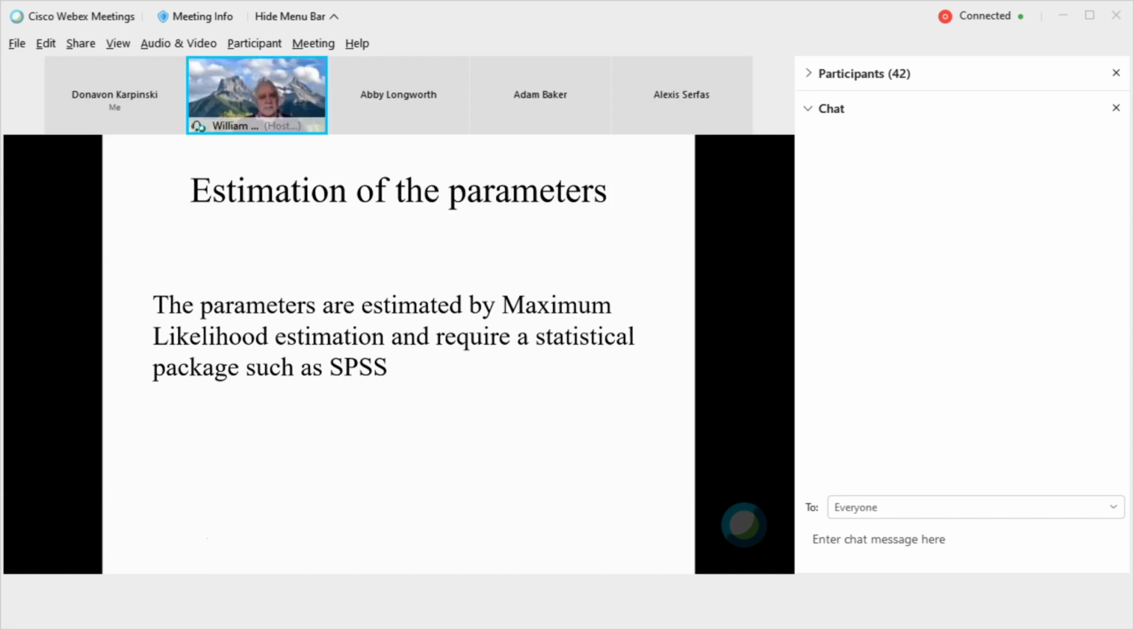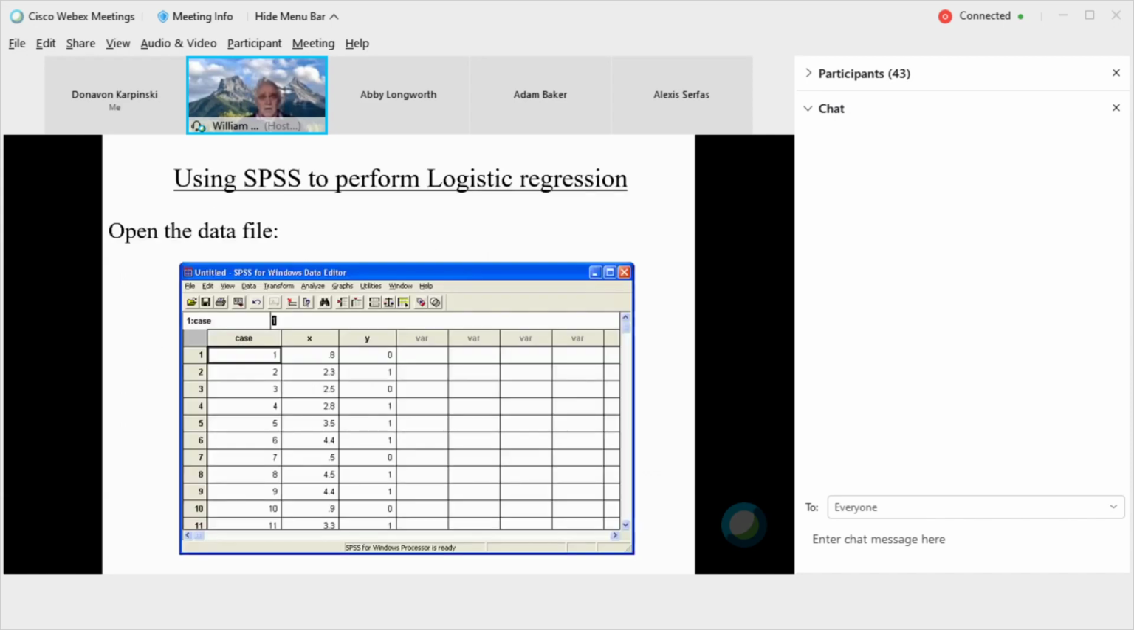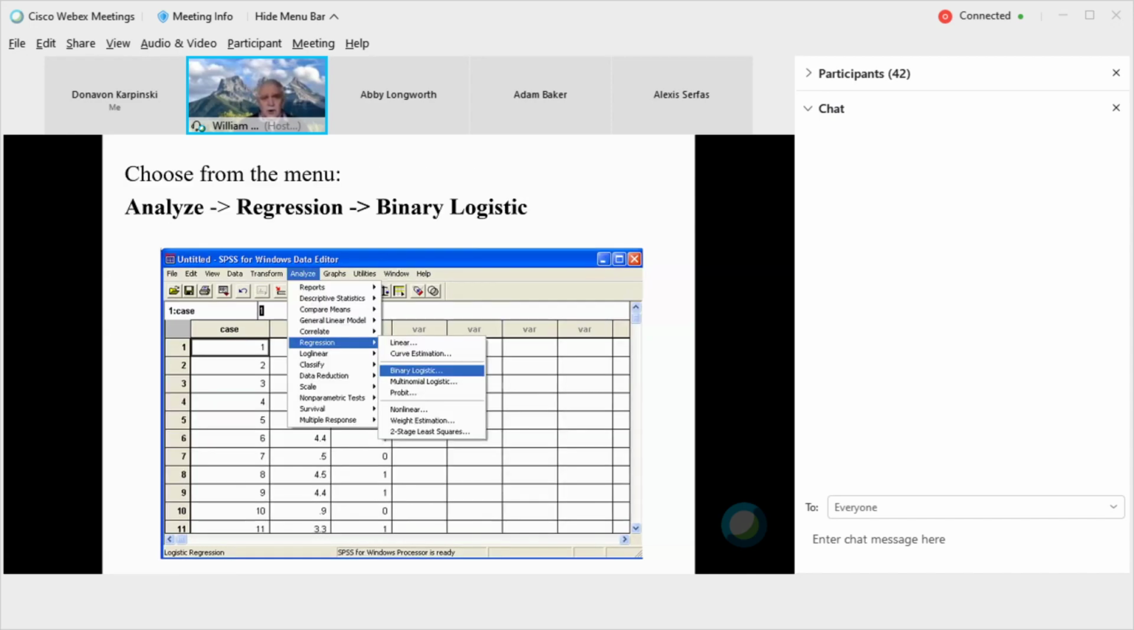Estimating the parameters. This is very difficult, actually, and it requires a computer package. It will find the best estimators of the parameters. The parameters are beta naught and beta 1. So if you have your data in an SPSS data file, you'll have a column giving you the value of x and one giving you whether it's a success or a failure. To perform logistic regression, you go Analyze, Regression, and then pick Binary Logistic.